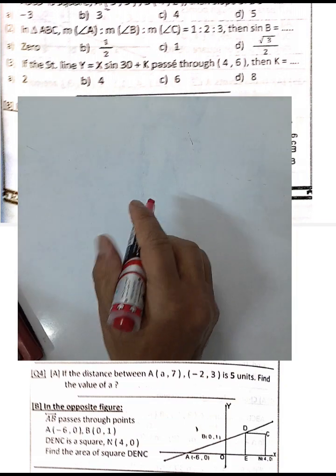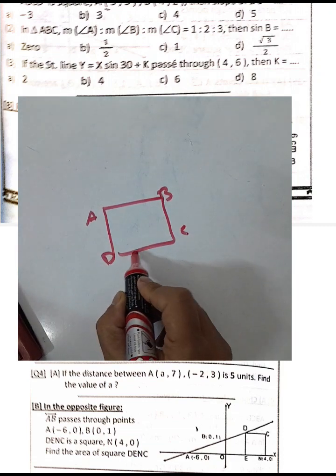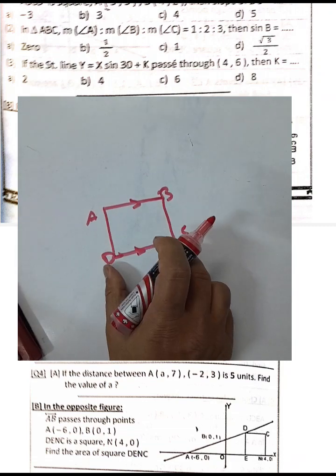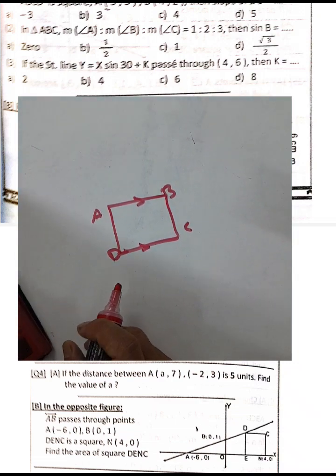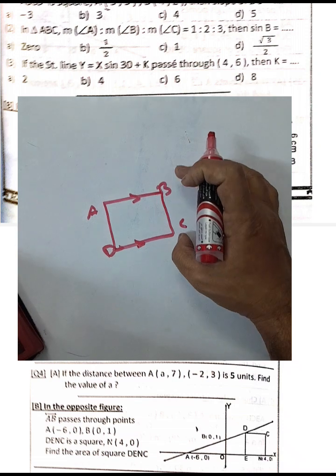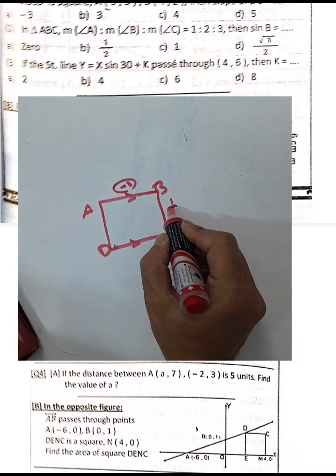If you want to find the slope of the opposite side, the slope of DC, it will equal the slope of AB, which is negative 3 exactly. But if you want to find the slope of BC, then the slope of BC is the inverse of this slope, negative 3, and here it will be 1 over 3.